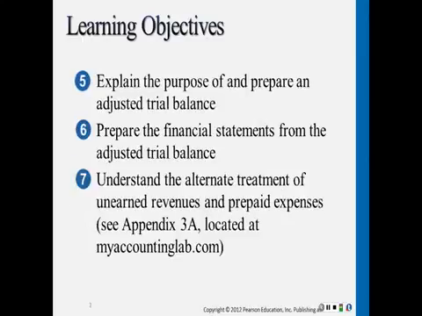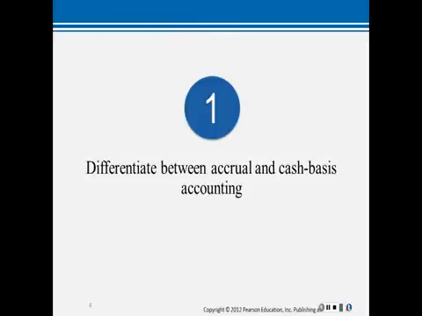Additional objectives include explain the purpose of and prepare an adjusted trial balance, prepare the financial statements from the adjusted trial balance, and understand the alternate treatment of unearned revenue and prepaid expenses. That's in Appendix 3A located in my accounting lab. The first learning objective differentiates between accrual and cash basis accounting.